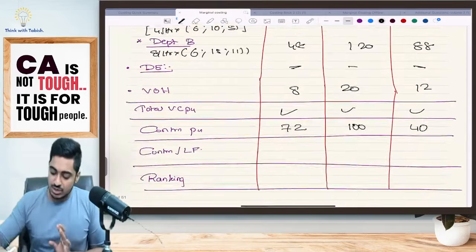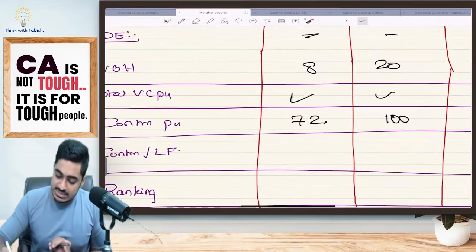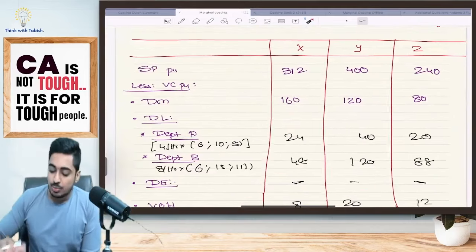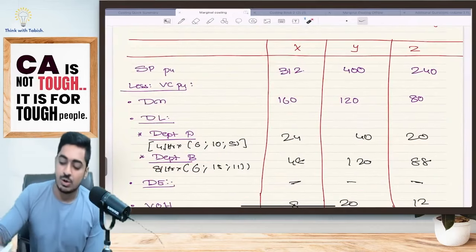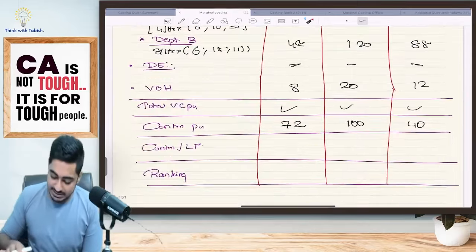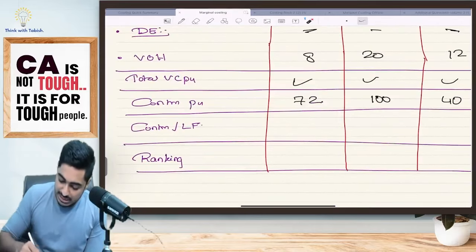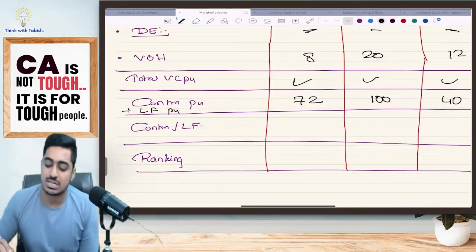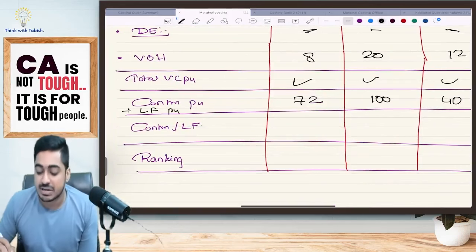So pay attention, students. If I sell 1 unit of X, I will get 72 rupees contribution. Great. But to produce and sell 1 unit of X, where am I having my limiting factor? I got my contribution per unit. I have to divide it by my limiting factor per unit. Tell me, what is my limiting factor? It is my labor hours in department A.